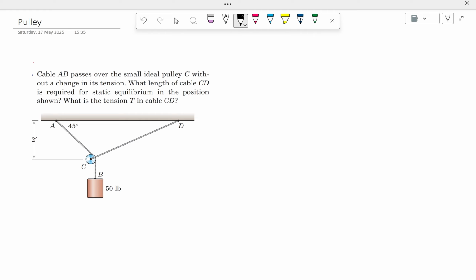So they do it very carefully. What is the tension T in cable CD? What the question wants you to calculate is the tension in the CD cable, and making sure that they are stable. So you can directly analyze, I guess, the pulley C.